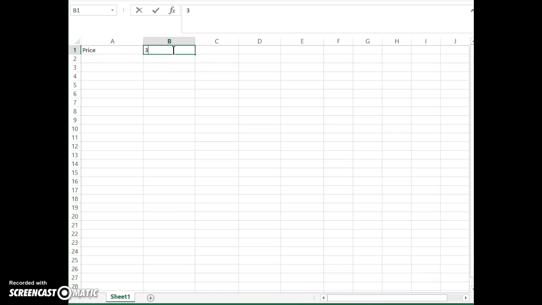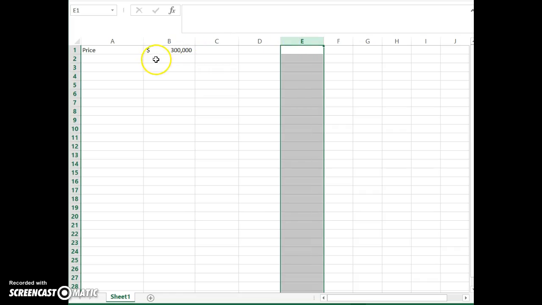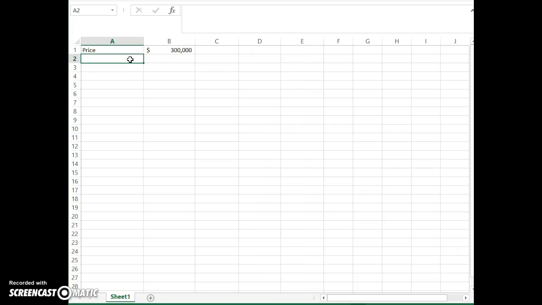Bought a house for $300,000. Put that in dollar terms. Next is the loan to value, which is 90%. The loan will be 90% times 300,000, which is $270,000.